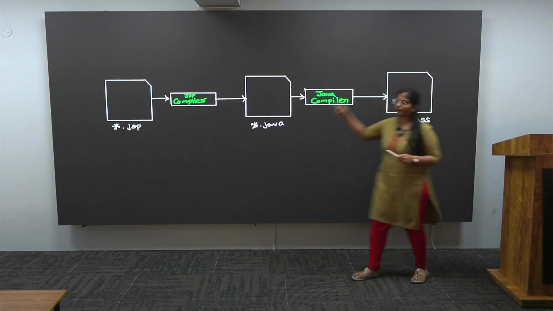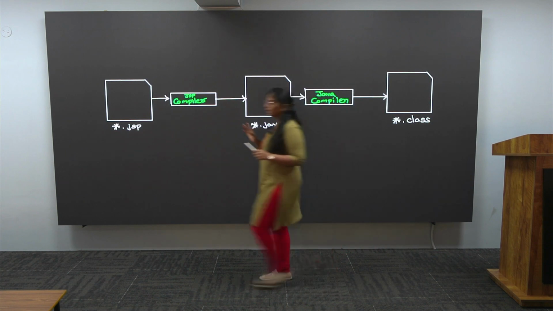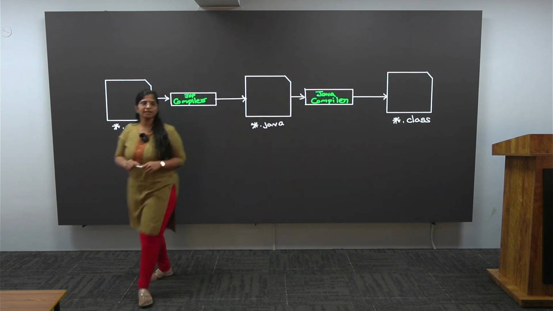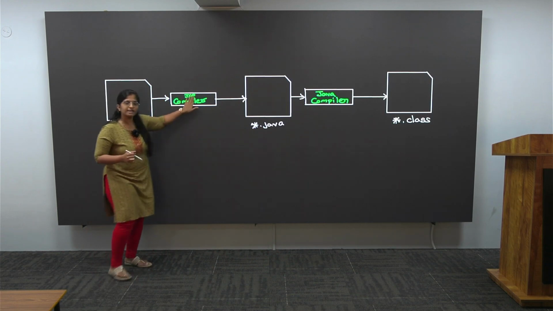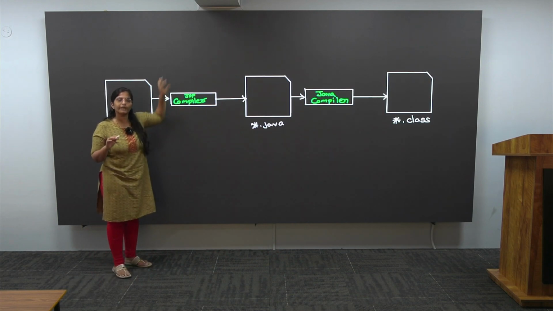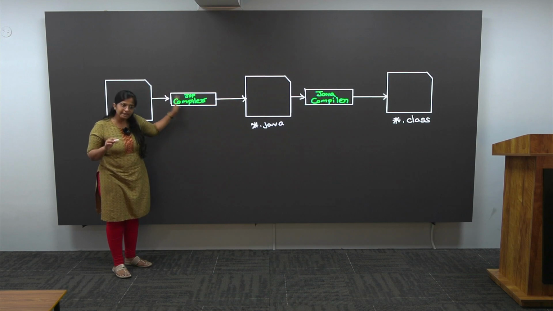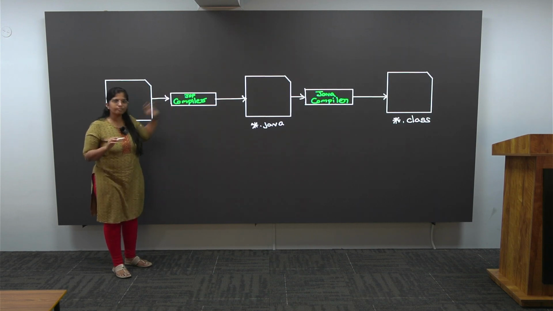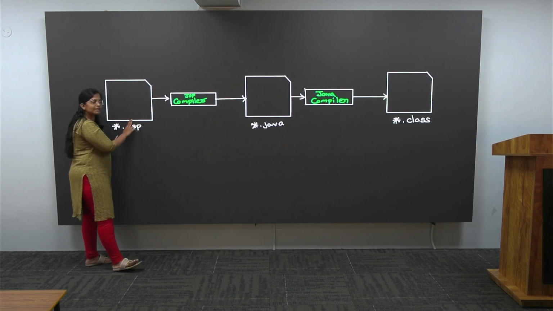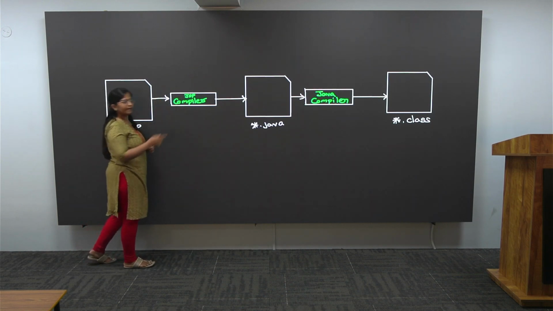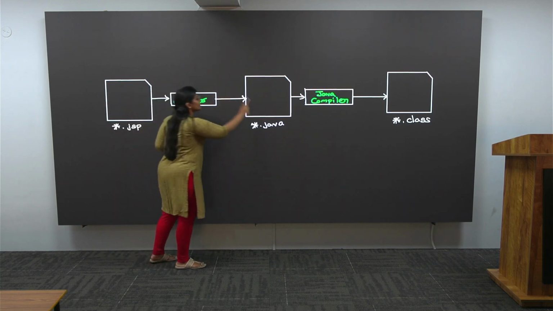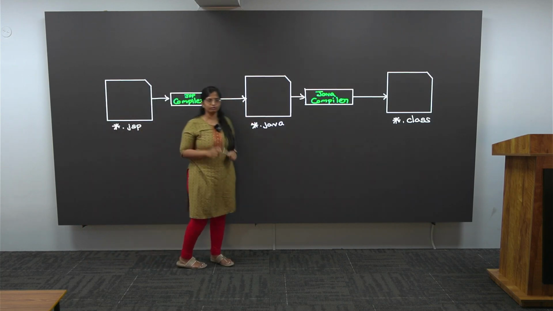The JSP code which you are writing, internally what happens is, in the server the JSP compiler is there. It is not necessary for you to get the JSP compiler; in the server, the JSP compiler is already there. Whenever you execute this JSP page, it is given to the JSP compiler, which is going to convert it to Java code.